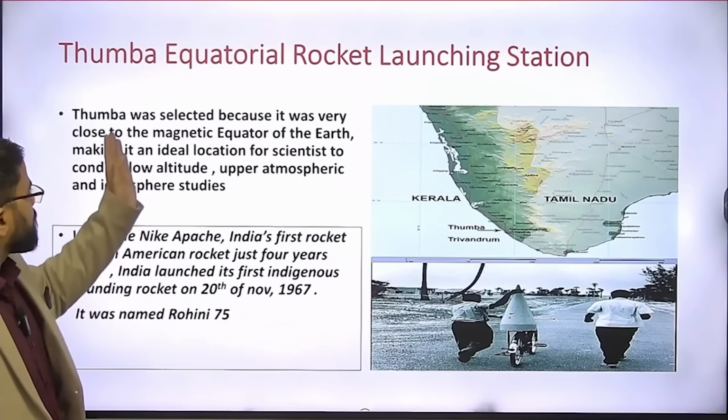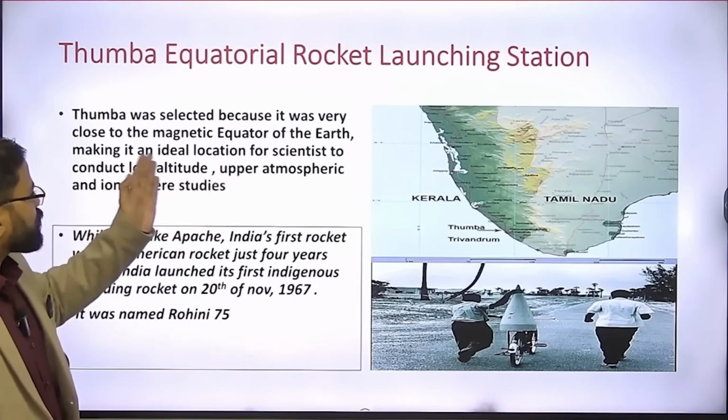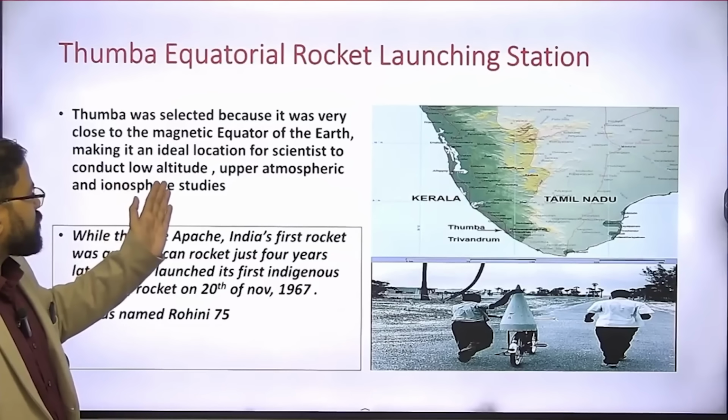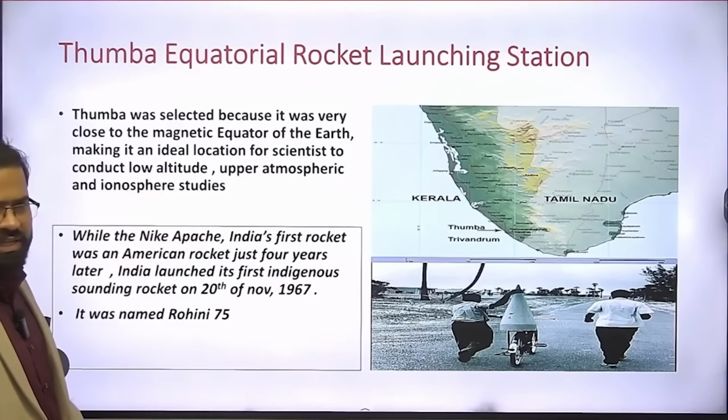Tumba was selected because it was very close to the magnetic equator of the Earth, making it an ideal location for scientists to conduct low altitude upper atmospheric and ionospheric studies.